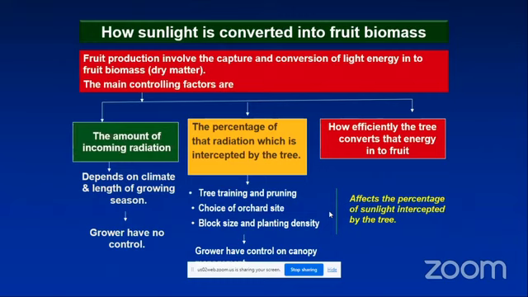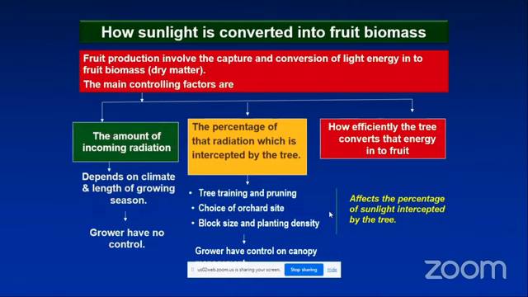Fruit production depends on capture and conversion of light. The main controlling factors are the amount of incoming radiation, which depends upon climate and length of growing season, the percentage of that radiation which is intercepted by the tree, and how efficiently the tree converts that energy into fruit. That is very important.